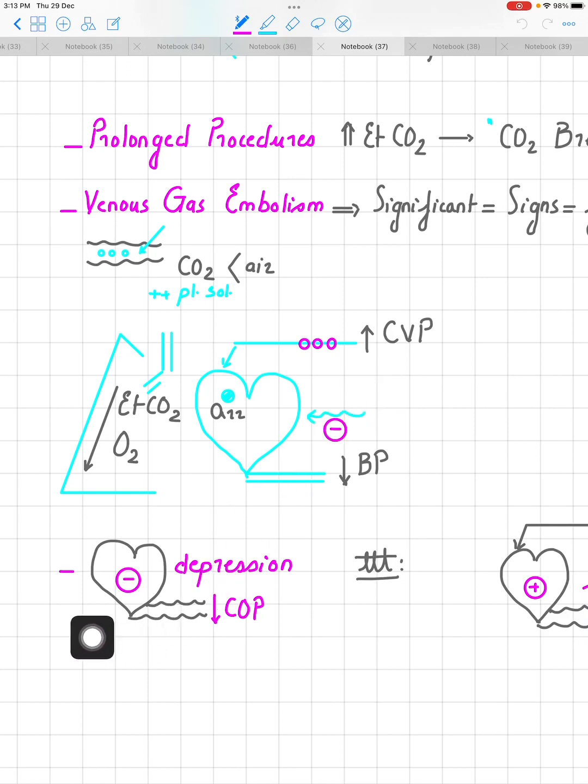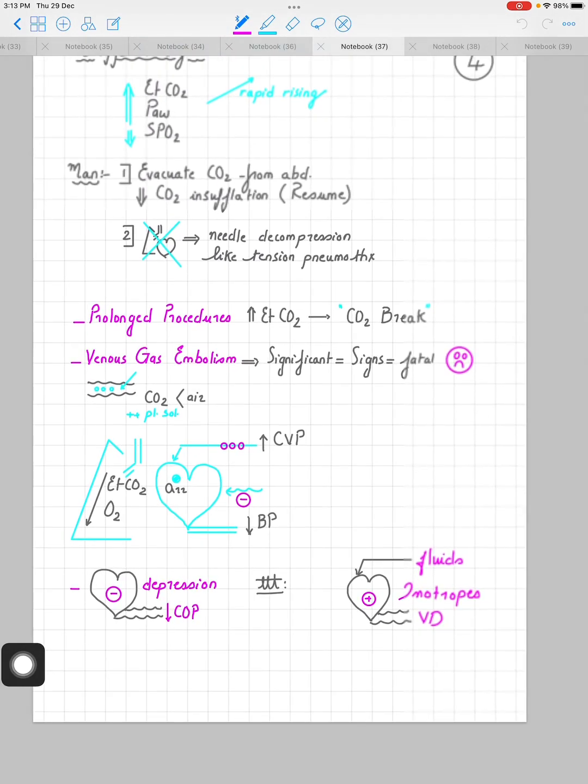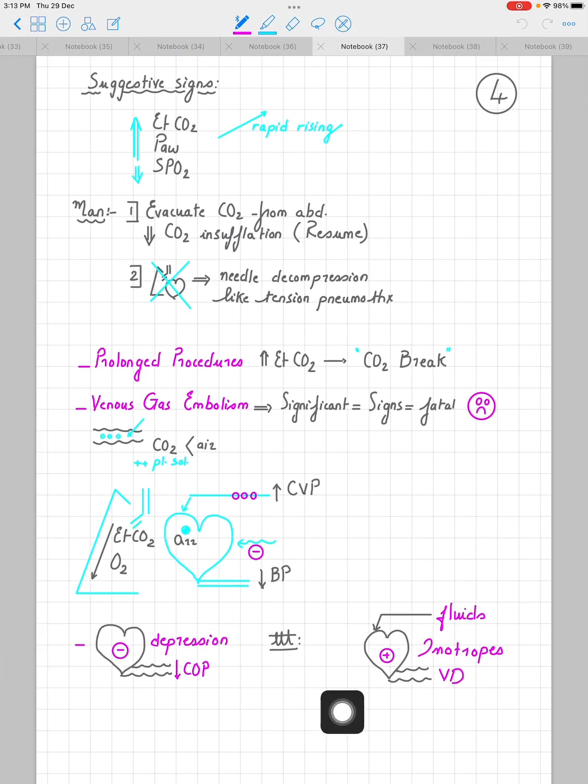The last adverse effect is cardiovascular depression with a fall in cardiac output. In this situation, you have to treat with fluids, vasodilators, and inotropes.